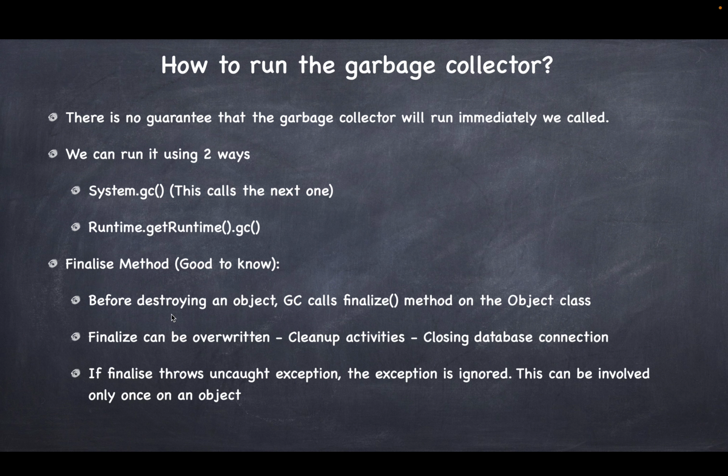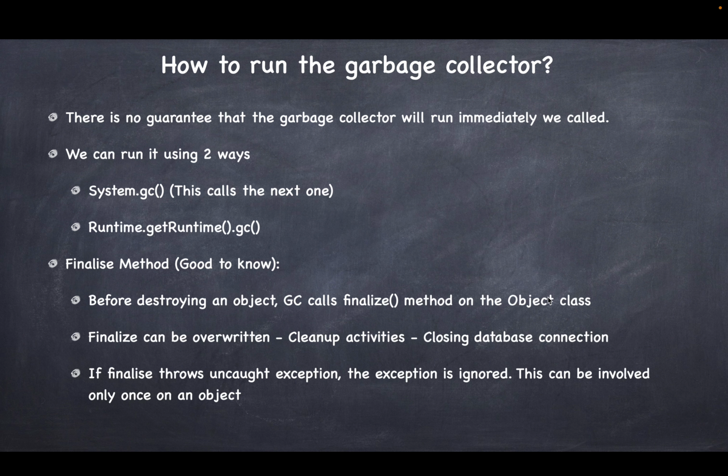So when the garbage collector is going to destroy an object, any object, then the garbage collector will call the finalize method of the Object class. So if I want to write any cleanup activities before the garbage collection process, I can write all those in this finalize method. The finalize method in the Object class can be overridden.